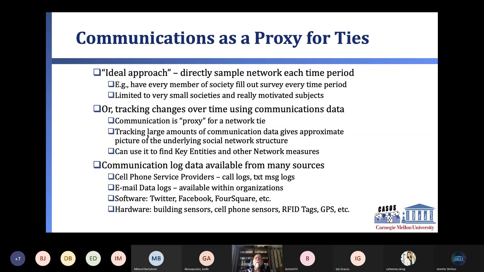Okay. Now, one thing, this is an aside, but it's important before we get too far into this. In human social networks, when we say there's a tie, normally we mean there's communication between these two agents.